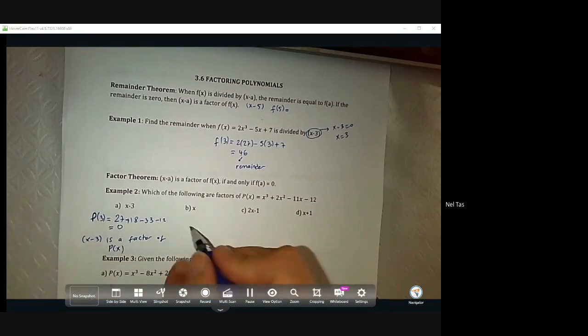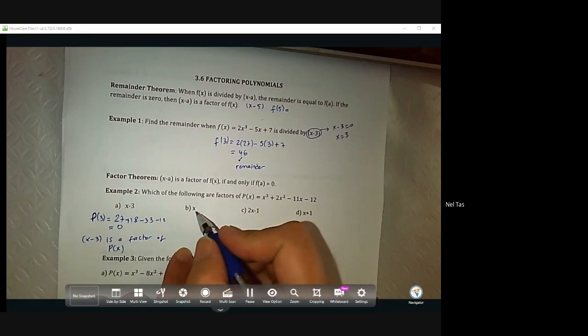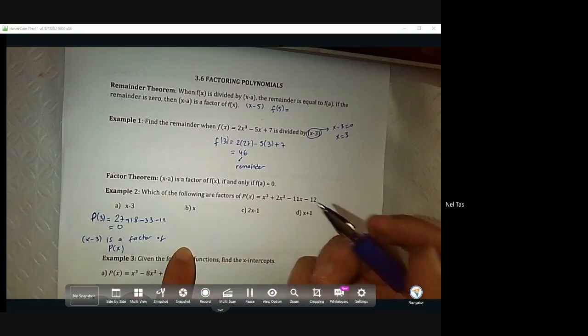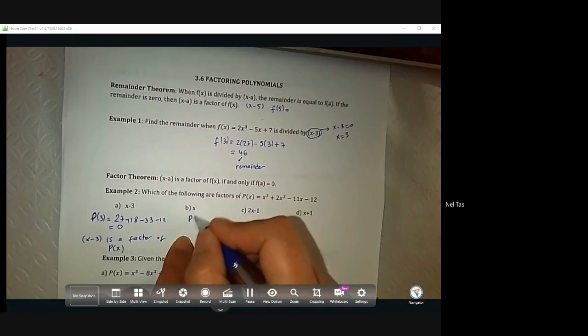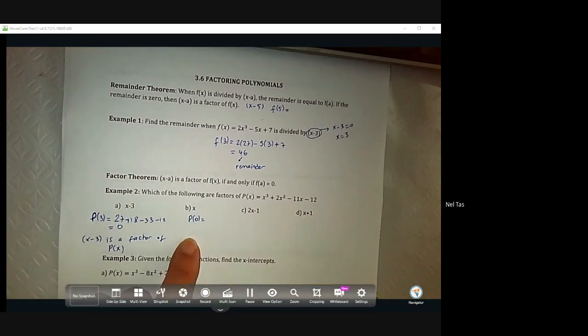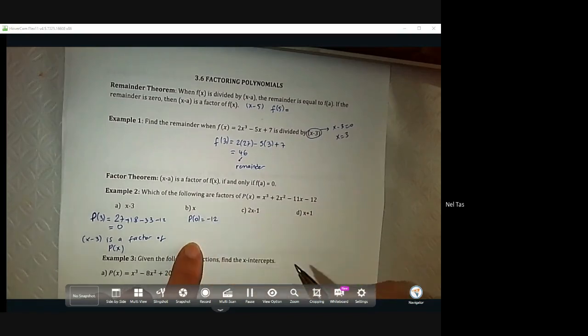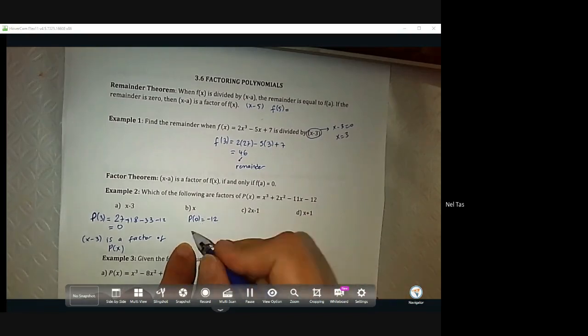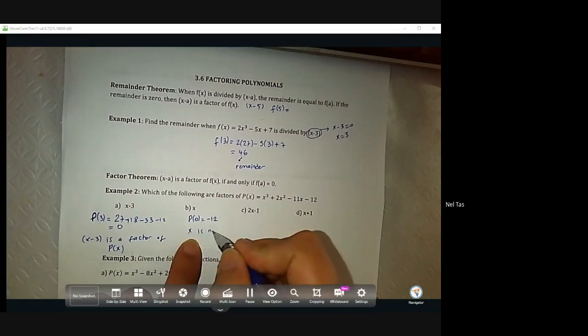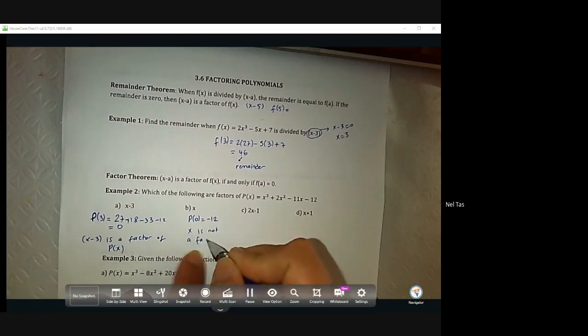Okay. So the next one is x. When you make it equal to 0, you get x equals 0. Therefore, you are going to substitute 0 in the p equation. If you do that, you get negative 12. So this is not equal to 0. Therefore, x is not a factor of p of x.